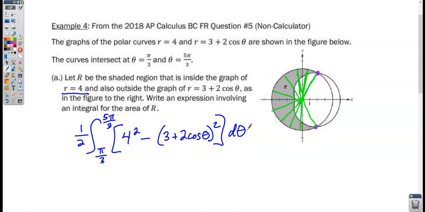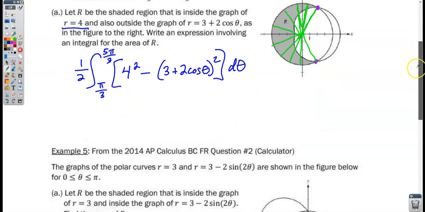This was a non-calculator section. They asked us to write an expression for this, but did not ask us to integrate, so we are done with that particular problem. All right, slide on down the page.